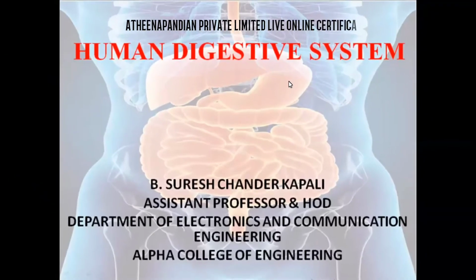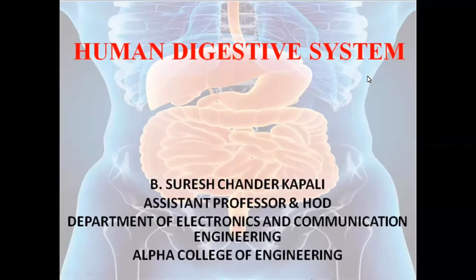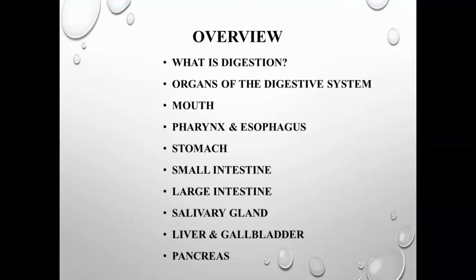Good evening. Today's session we're going to see about the human digestive system. The overview of today's session is: what is digestion, and the organs of the digestive system. The main organs involved in the digestion process start from your mouth, pharynx and esophagus, then stomach, small intestine, large intestine, salivary gland, liver and gallbladder, then pancreas. We're going to see how these organs play a major role in the process of digestion.